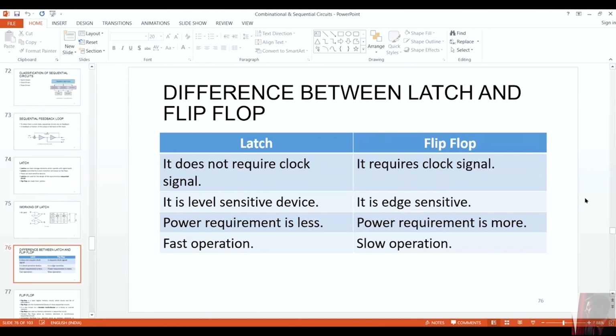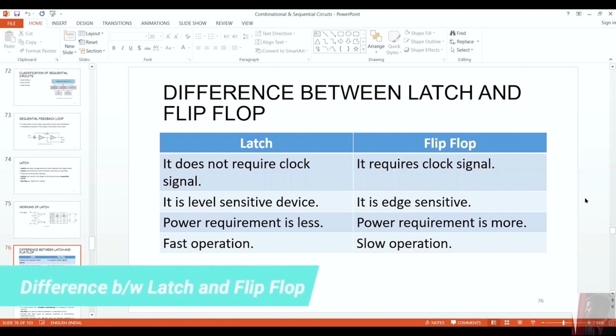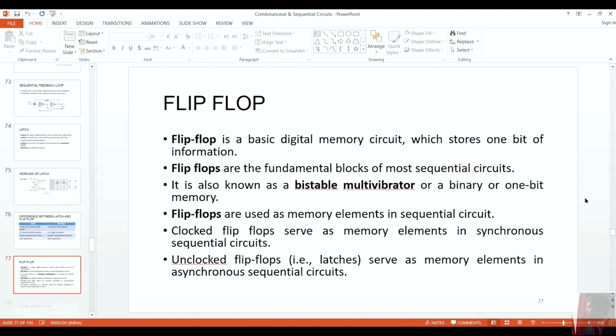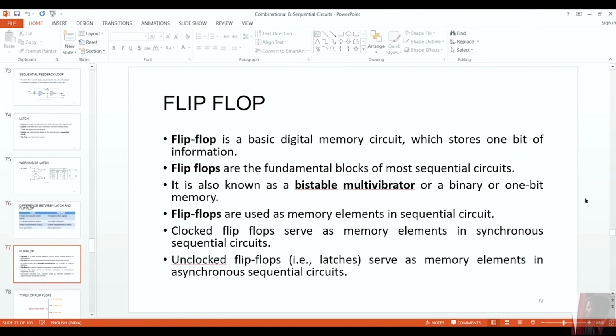In a latch we don't require any kind of clock, but in a flip flop we do. Similarly, a latch is level sensitive, whereas a flip flop is edge sensitive. We will discuss later in the video what we mean by edge and what we mean by level. For now, I can say that edge deals with the trailing edge or rising edge, but when we talk about level, we are talking about the highest level and lowest level. In the case of a latch, the power requirement is very low, but in a flip flop it's high. A latch is fast in operation but not stable, but a flip flop is slower in operation but more stable.